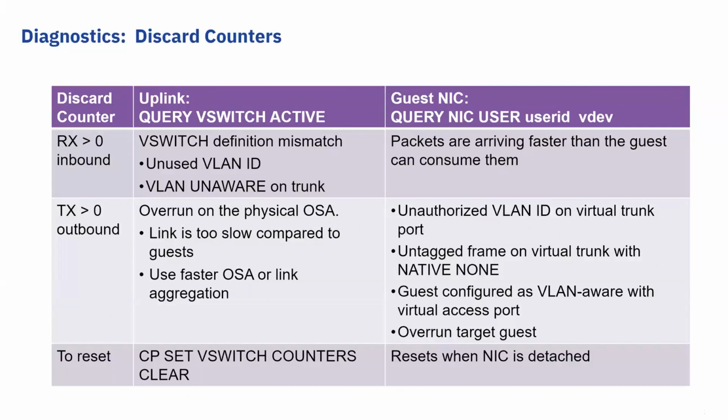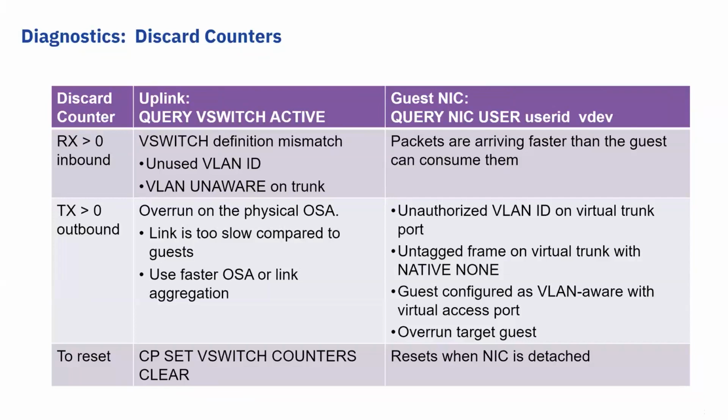Okay, so I might be able to tell something about the relative performance if I see the receive discard counter greater than 0 on a virtual NIC. That's usually not a good thing because the guest itself doesn't control it. CP is doing it. Now let's look at the transmission side of things. Transmission is the outbound stuff. And on the vSwitch, on the uplink, what does it mean? It means that CP has overrun the physical OSA.